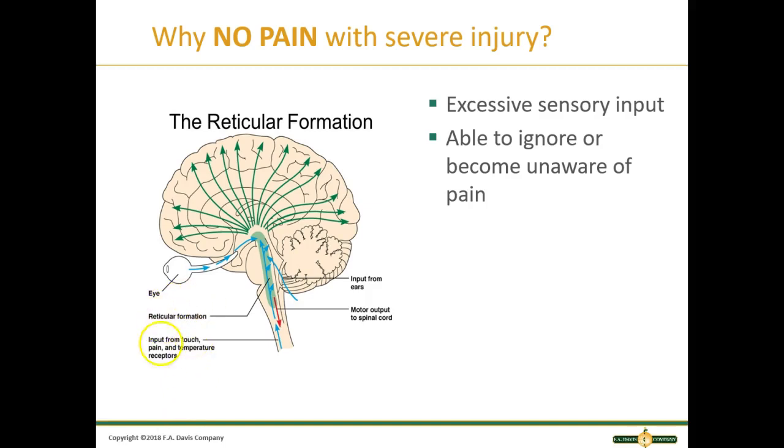But apparently, when there's a lot of input from stimulating influences of pain, like excessive sensory input, the brain is able to cause the patient to ignore or become unaware of the pain. We've all heard this happening where there will be a significant motor vehicle accident and the patient does not feel pain initially. So that's just an interesting phenomenon.